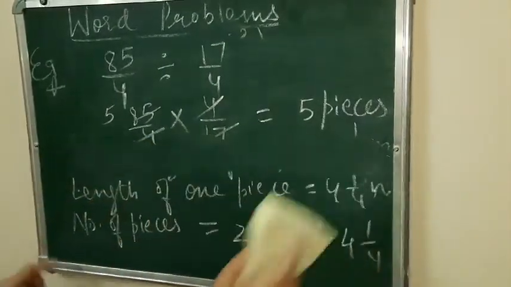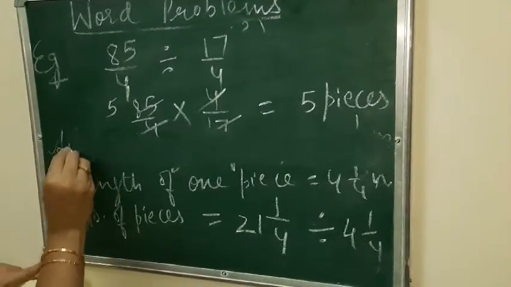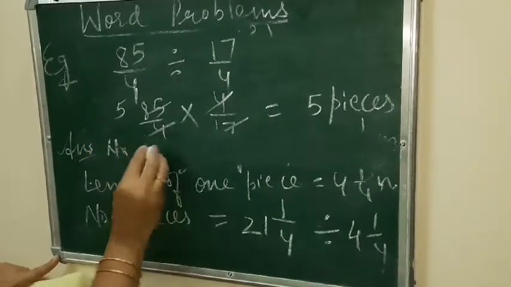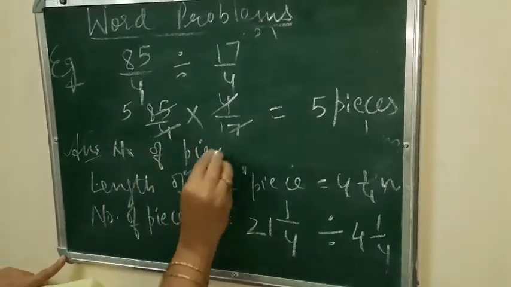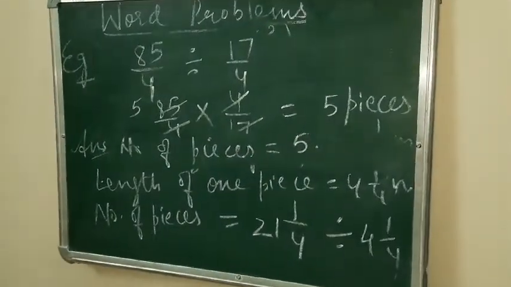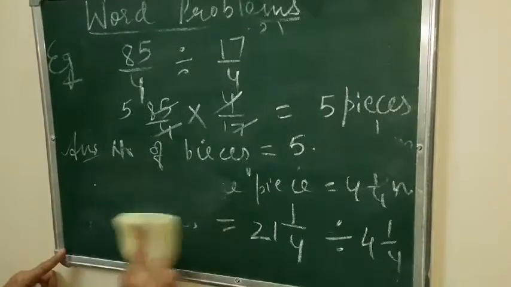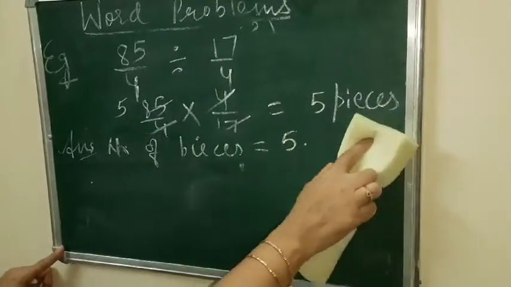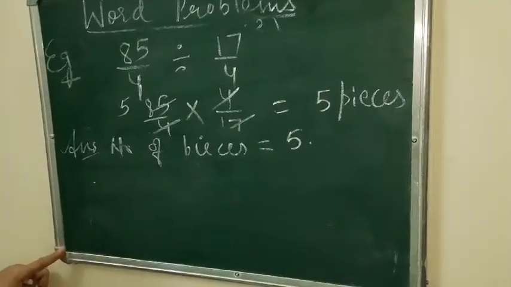So how will you write the answer? Answer is number of pieces is equal to 5. This is your answer. I hope this is clear. Now let's move on to example number 3.